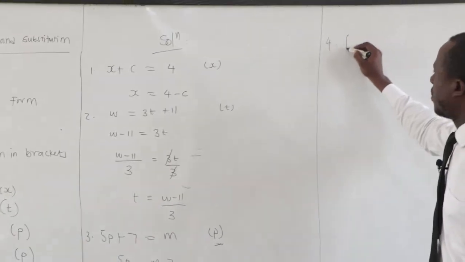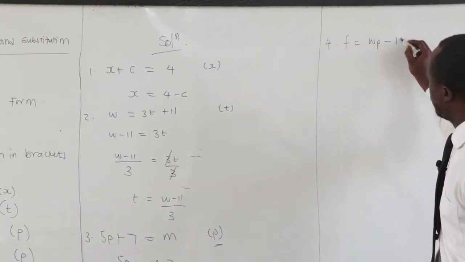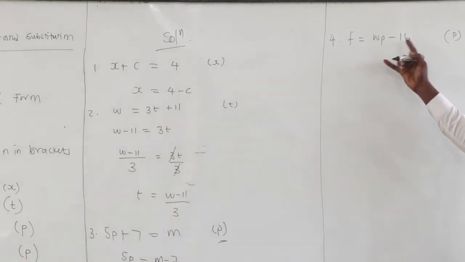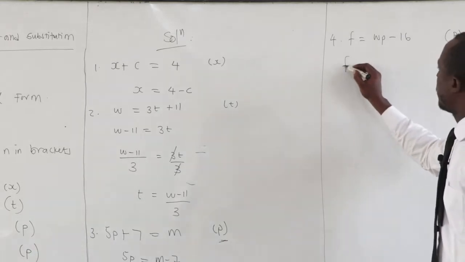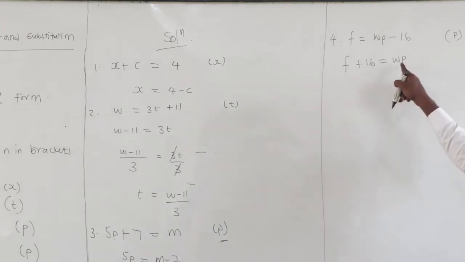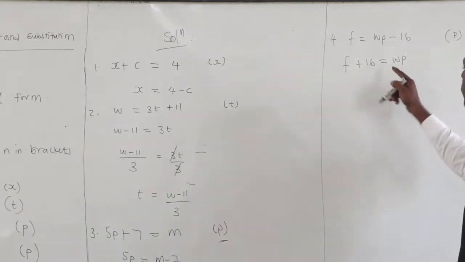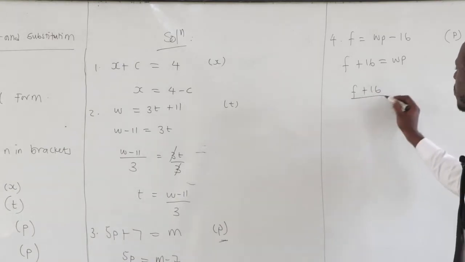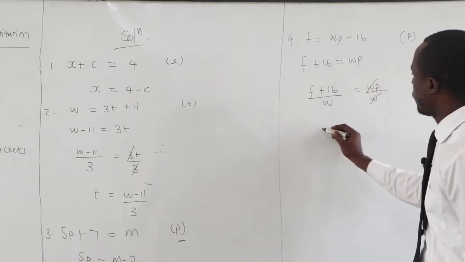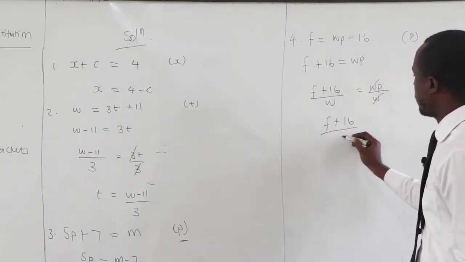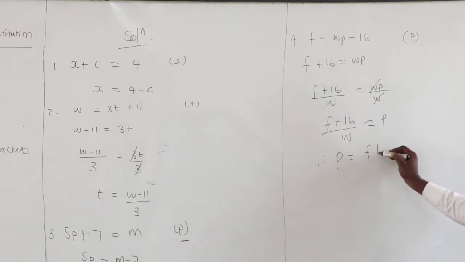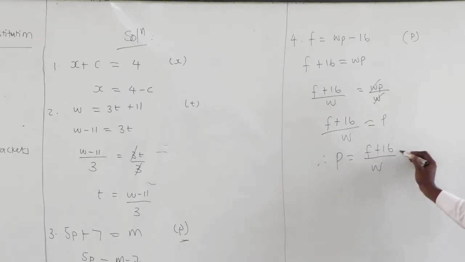Now, let's see the fourth question. We have f equal to wp minus 16, and we want to make p the subject. So now let's take the negative 16 to the left hand side. So we have f plus 16 equal to wp. Negative crossing, becoming positive. We want to find p, so we divide through by w. So f plus 16 all over w, we have wp all over w. This is cancelling out that. So we have f plus 16 over w equal to p. Therefore, our p is equal to f plus 16 all over w.